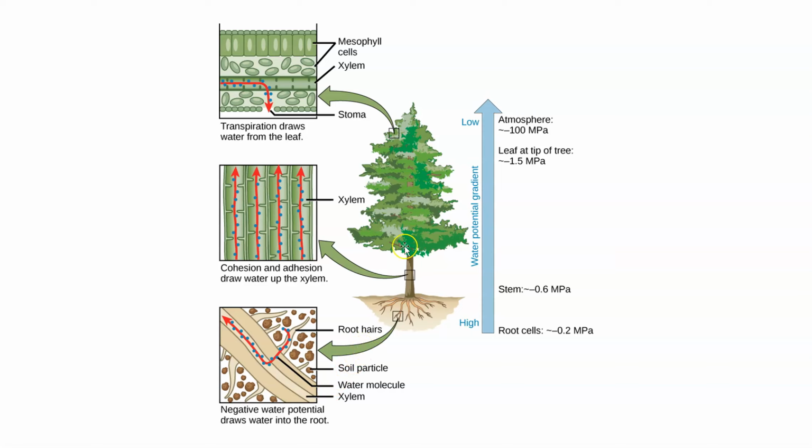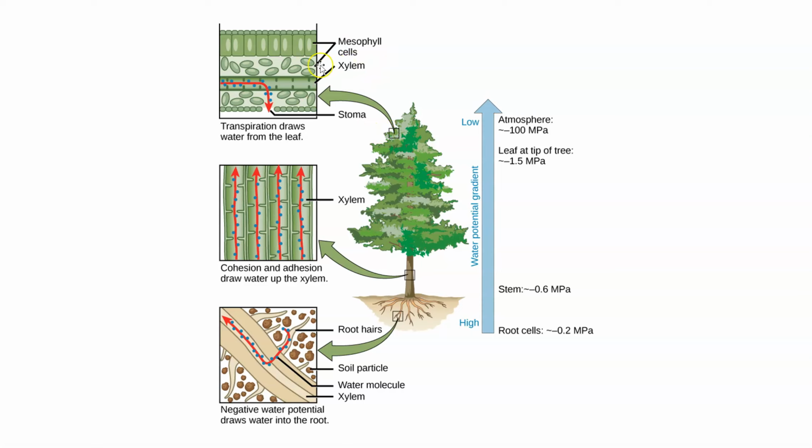This is of course a tree, a lot taller than our coleus plants. But cohesion and adhesion, of course, are properties of water that draw that water up. So it's kind of like this long chain. And so transpiration draws water from the leaf. So literally water is leaving as water vapor through the leaf, and that's through one stoma.